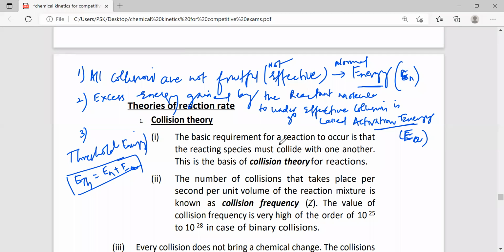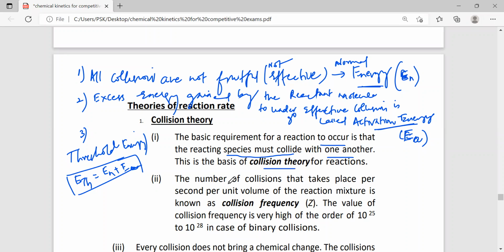The basic requirement for a reaction to occur is that the reactant species must collide with each other or with one another. I clearly told you this. This is the basis for collision theory. So the reactant molecules have to collide with each other. That's the basis. Second, the number of collisions that take place per second per unit volume.